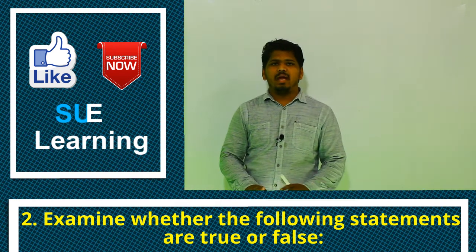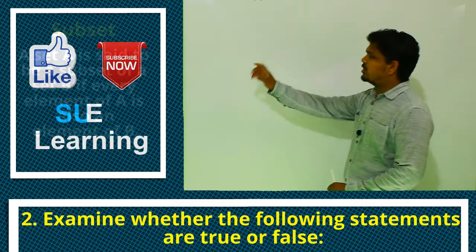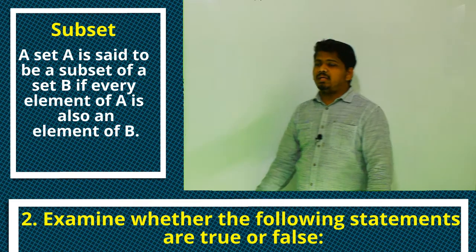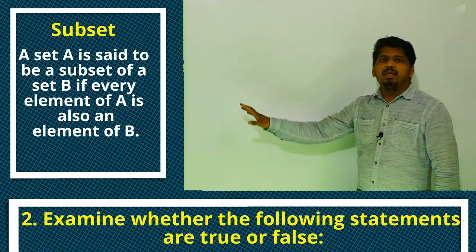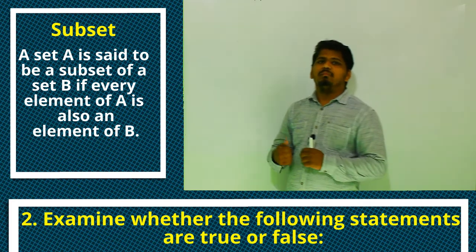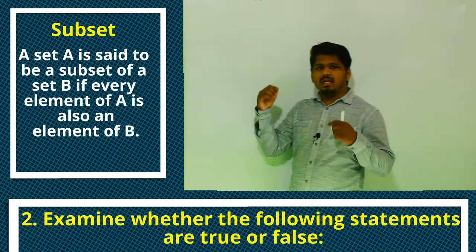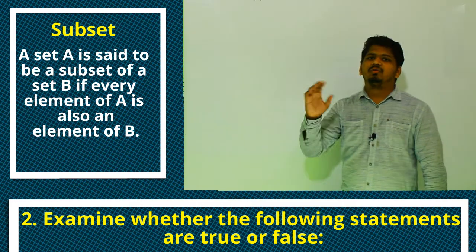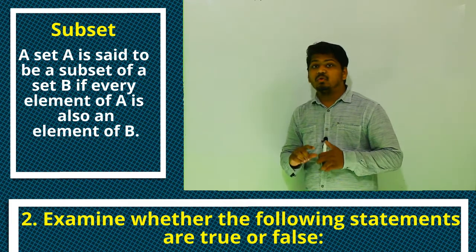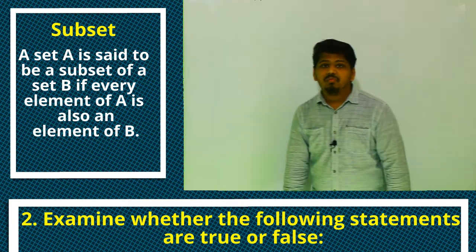Before that, I need to define some definition regarding subset of a set. What does subset of a set say? Suppose A and B are any two sets, then for all elements a belonging to A, you must have that element also in B. Then only you will say A is a subset of B. If there is any element a belonging to A such that a is not in B, then you will definitely say A is not a subset of B. That is the definition of subset.